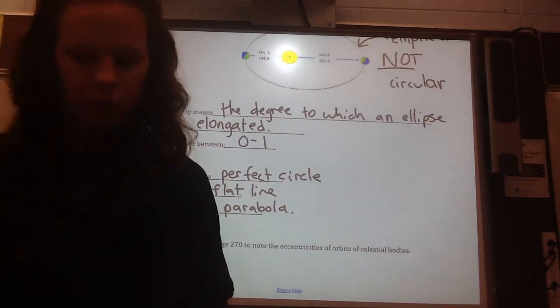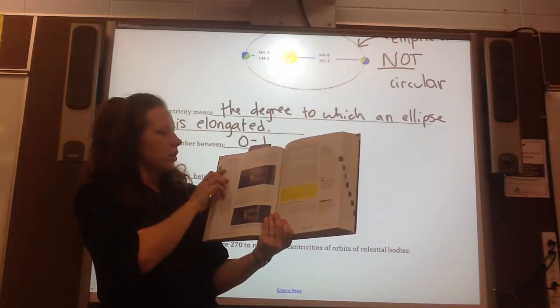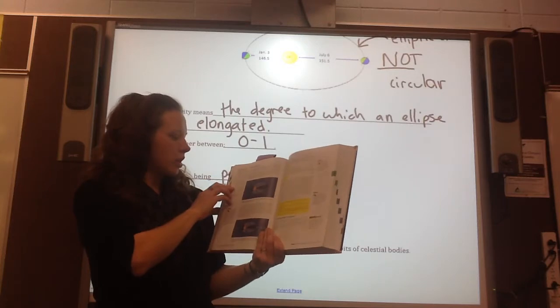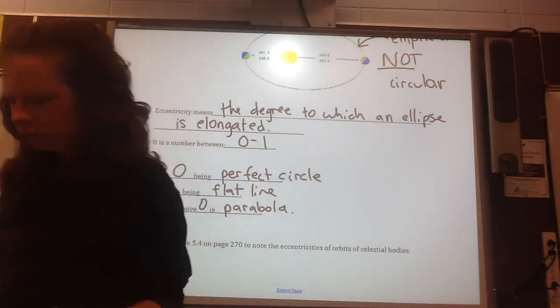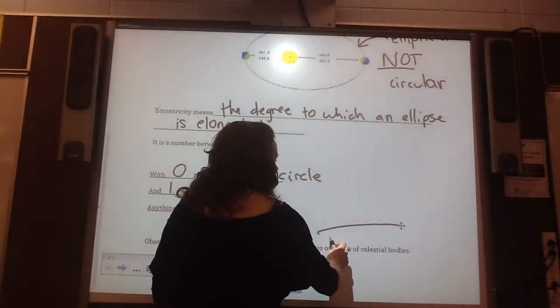I want you to turn to page 270 now. On the side is table 5.4, just on the top left-hand corner. I want you to read that. It's the eccentricities of orbits of celestial bodies. Like Venus is 0.07, that's going to be a lot closer to being more circular, even though it's still an ellipse. When we look at Sedna, it would be like a really flattened kind of parabola, almost looking like a flat line, because it's that much closer to 1.